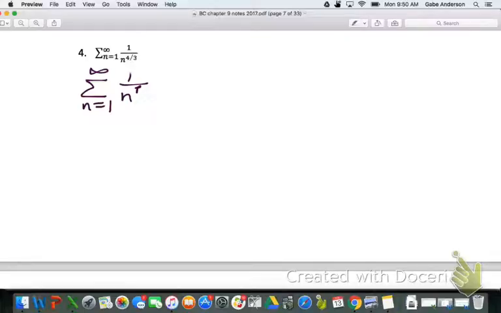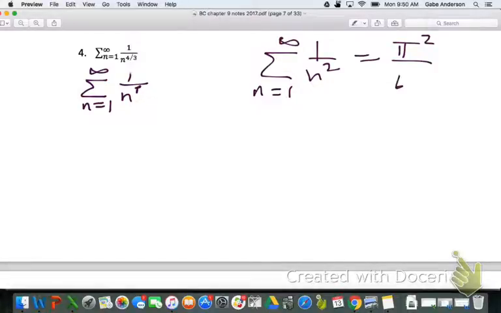Let's see, I think I know what it is. Sigma, I think it's if you go from 1 to infinity of 1 over n squared. I think it ends up being pi squared over 6, if I remember correctly.